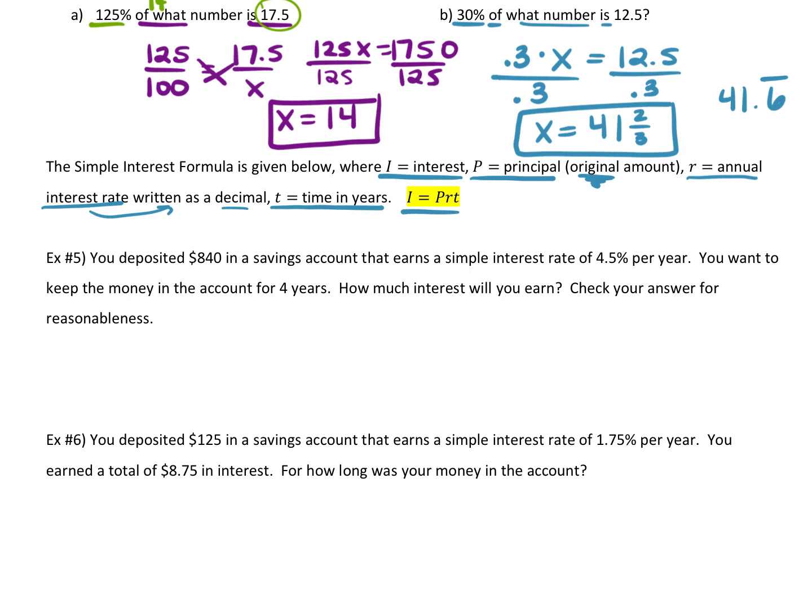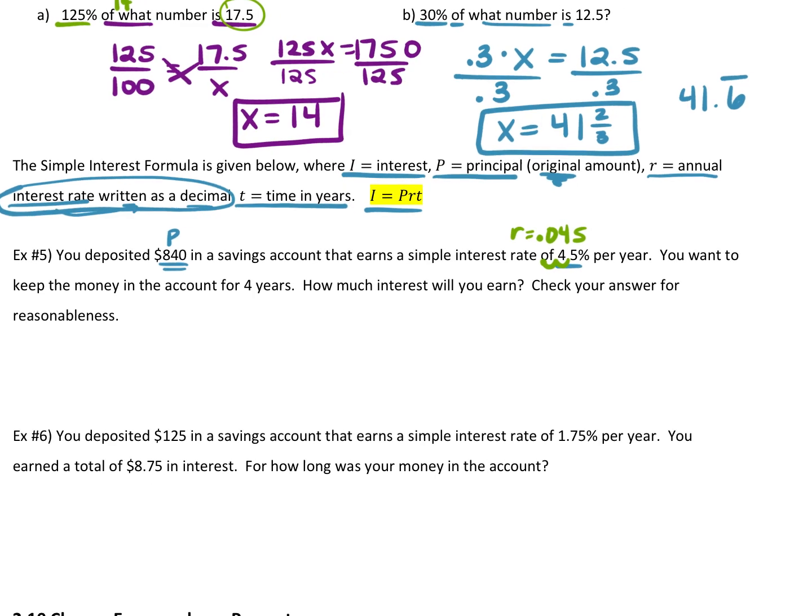it says you deposited $840 in a savings account. Okay? That's what you started with. That is your principal. It earns a simple interest rate of 4.5%. And again, we said our interest rate should be written as a decimal, not as a percent. So even though it is a decimal right now, it's representing a percent. So the way we write that as a decimal is we divide by 100. 2 places back. So 0.045, that's your R.